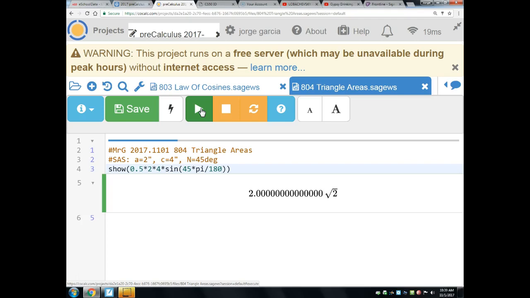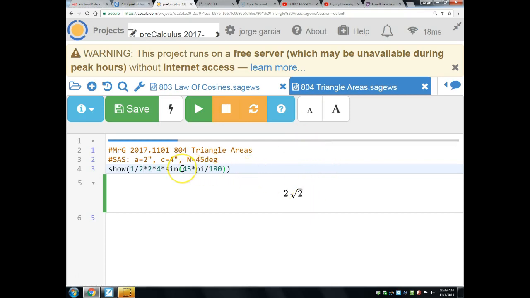And now notice what it did. It gave me a decimal version of 2 times rad 2 because I have a decimal here. I guess if I did 1/2, it won't do that because I don't really need all those zeros. And 2 rad 2 square units.